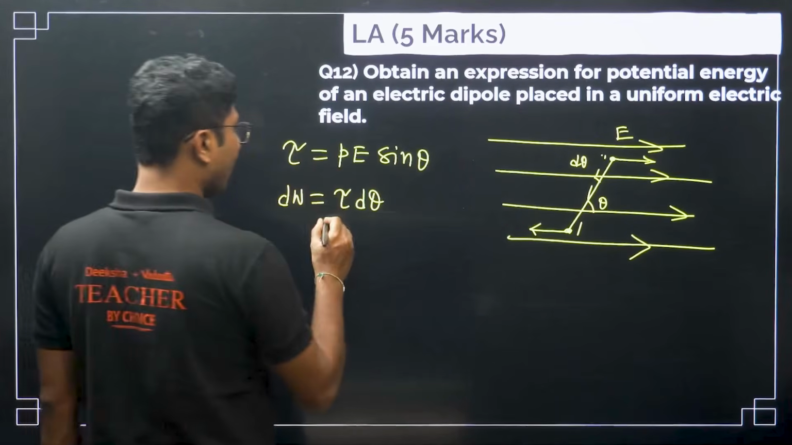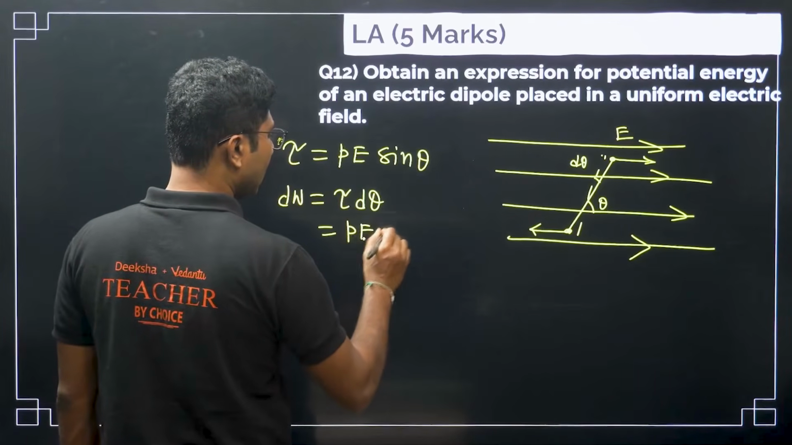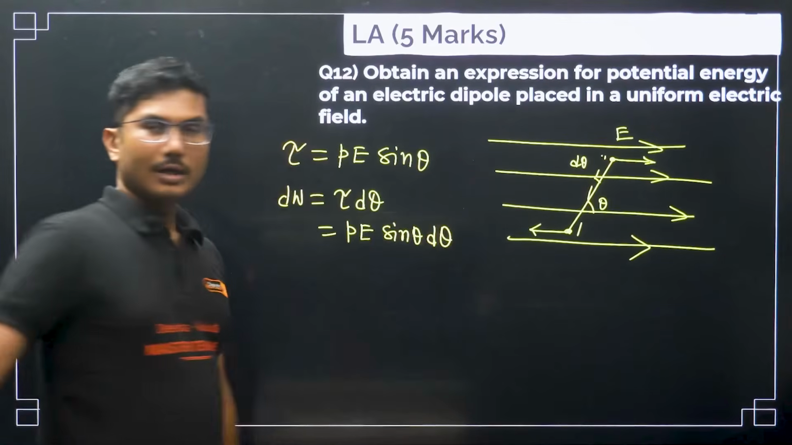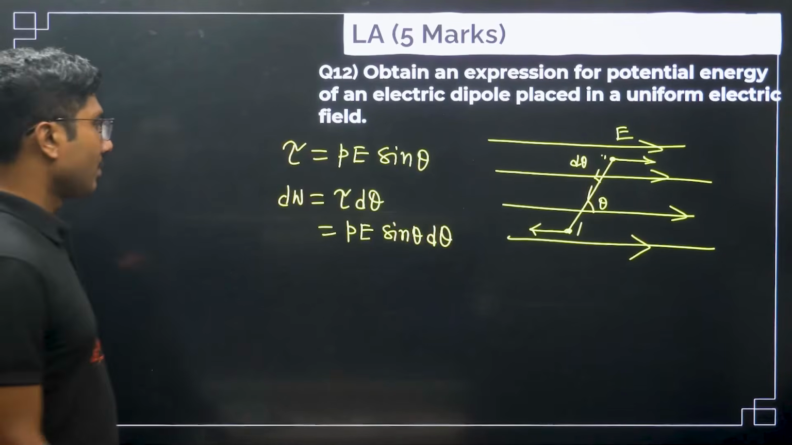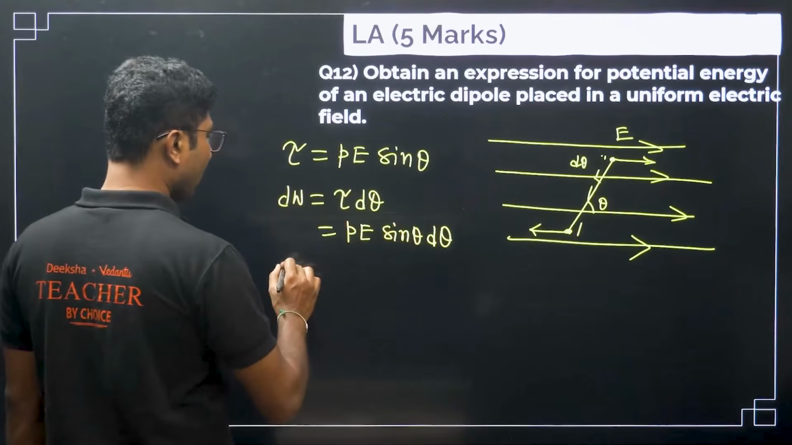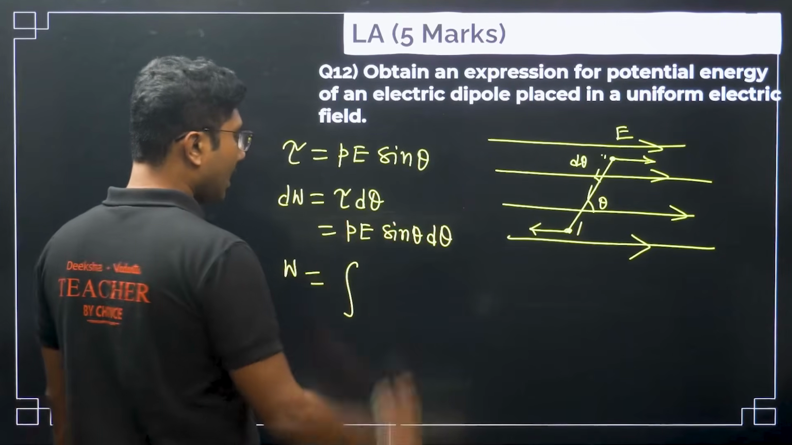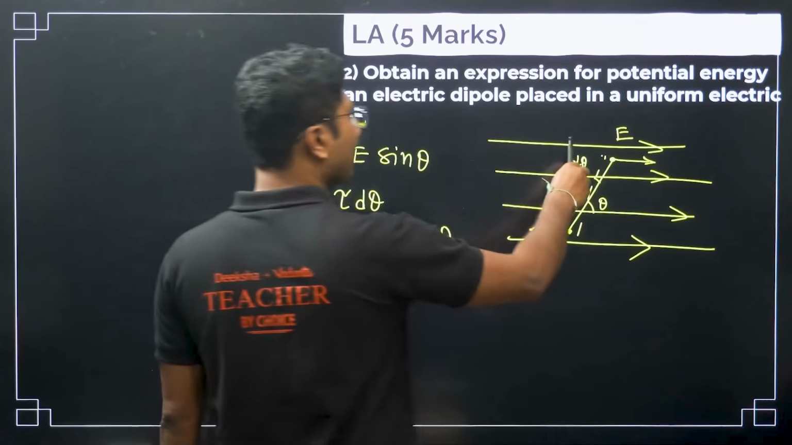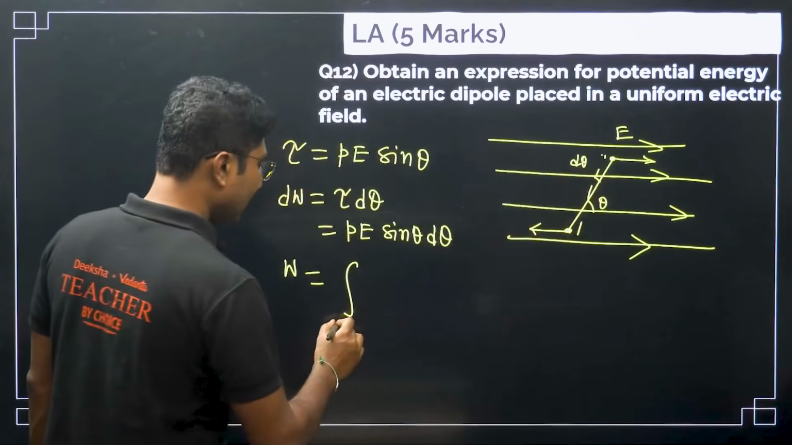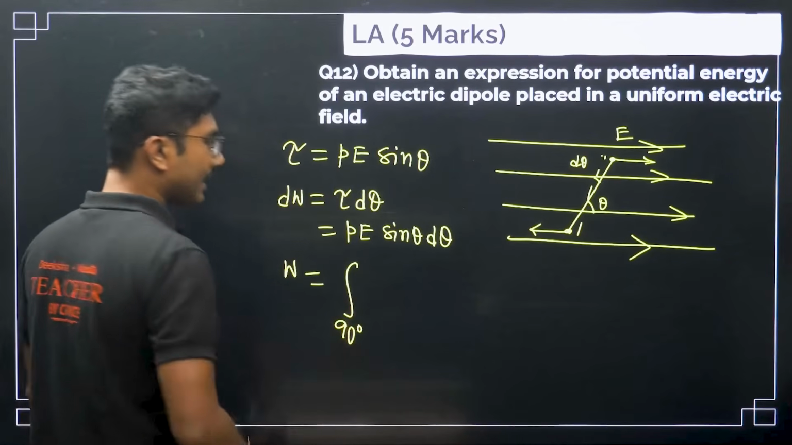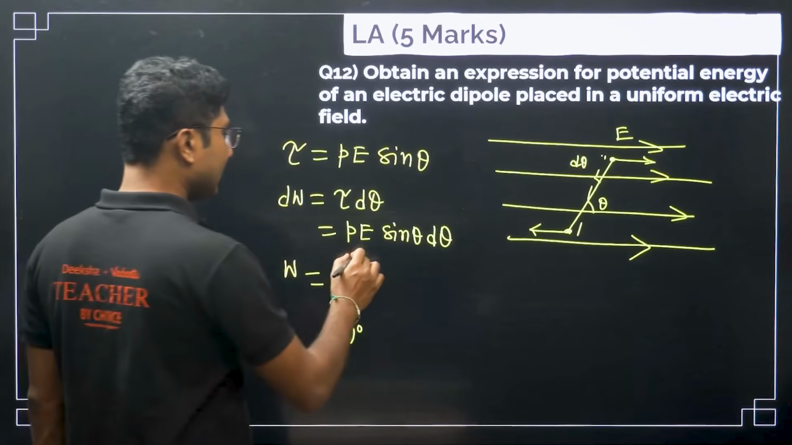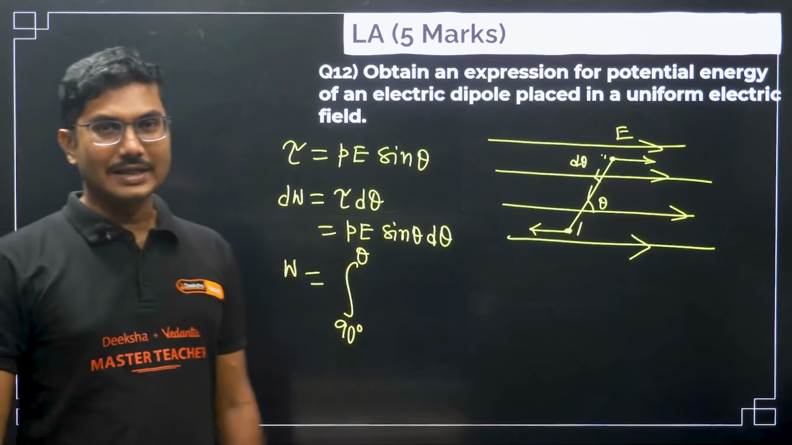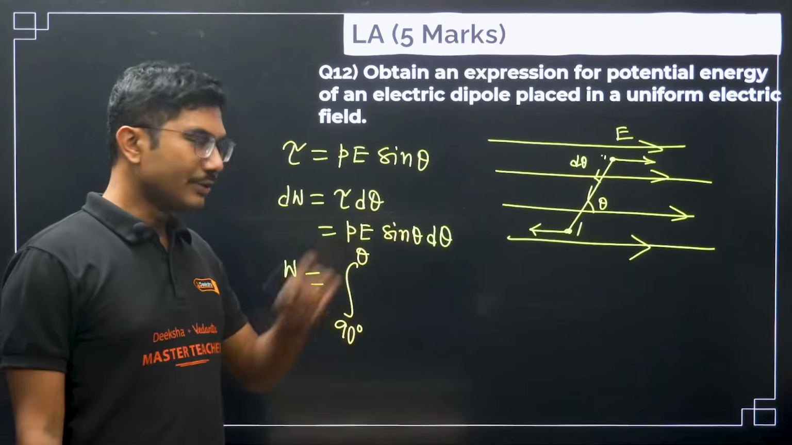Right, now let's put the values: PE sin theta. What is P, by the way? P is the dipole moment, Q into 2A. So this is the work done. Now total work done will be given by integration. We have to start when the dipole is at an angle of 90 degrees, and then it moves to an angle, say theta. So the initial angle is 90 degrees, the final angle is theta. Why is the initial angle 90 degrees? We will see in a while.